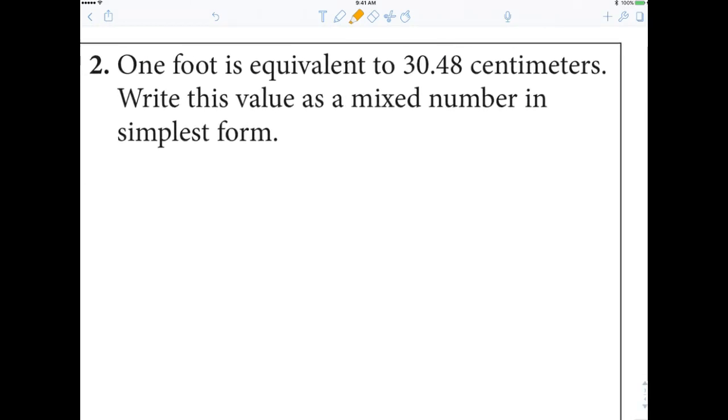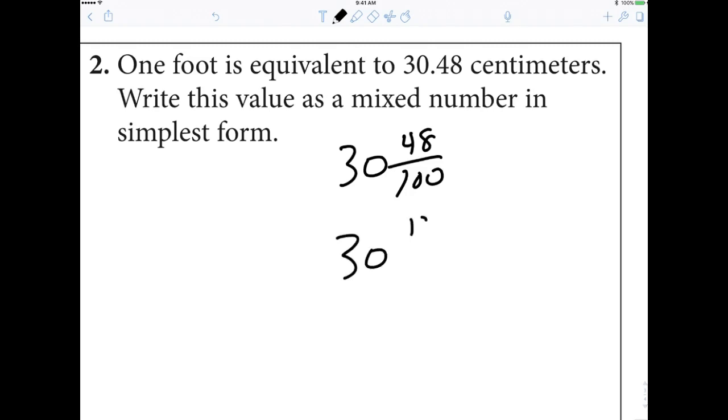Number 2: 1 foot is equivalent to 30.48 centimeters. Write the value as a mixed number in simplest form. If you had to write it as a mixed number, that was when you had a whole number and a fraction. So you could have written it as 30 and 48 over 100. Then does everybody agree you could divide by 4? So that could be 30 and 12 over 25. That's not bad at all. We got that. I'm feeling pretty good about that.